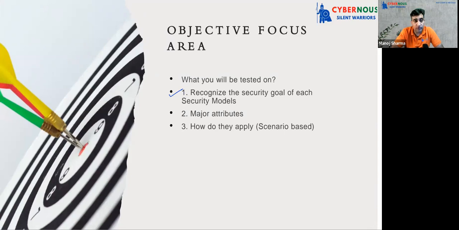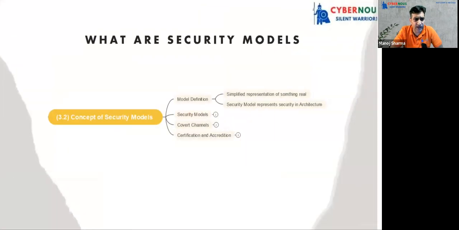Next, you also need to understand the major attributes of these models, and how they apply. For example, where do we implement the Lipner model, where do we implement the Bell-LaPadula model, and so on. So it becomes very important to understand the scenario wherein a particular model fits. Those kinds of questions you may get in the exam, mostly on the attribute side. With that said, let's get into these security models.